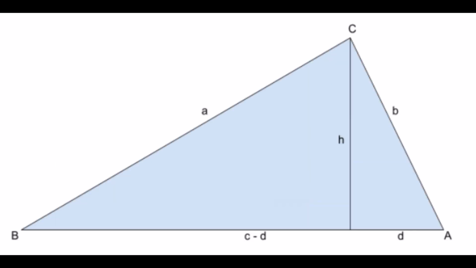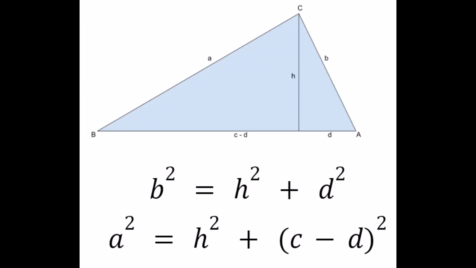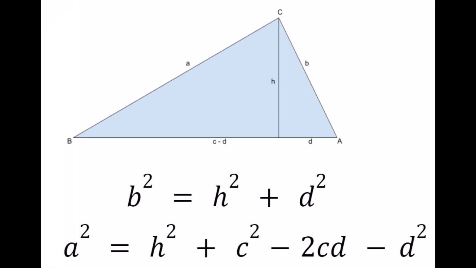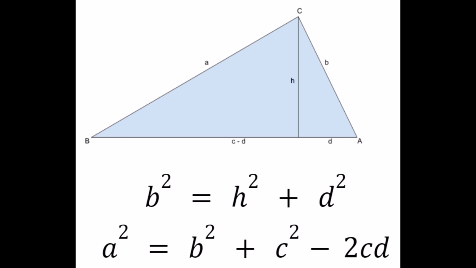To derive the law of cosines, we need to go on a different path using the Pythagorean theorem. After dropping the altitude, call one part of side C D and the other part C minus D. Using the Pythagorean theorem, we know that b squared equals h squared plus d squared, and a squared equals h squared plus (c minus d) squared. Using binomial expansion, a squared equals h squared plus c squared minus 2cd plus d squared. Substituting b squared in, we get that a squared equals b squared plus c squared minus 2cd.